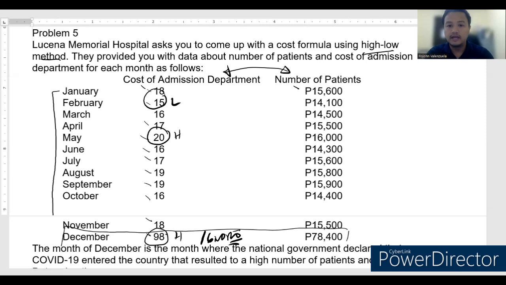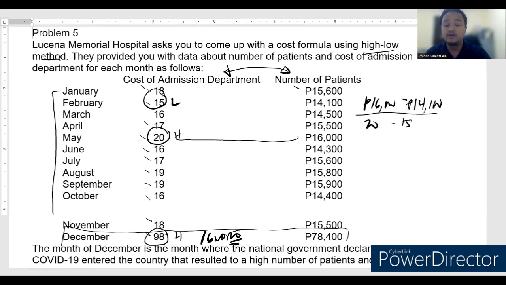Okay? So therefore, highest activity mo is 20 with the cost of, I think 16,000 ba to? Yeah, 16,000. 16,000 minus the lowest activity of 14,100. That's 20 minus 15. So therefore, you have 16,000 minus 14,100. That's 1,900 divided by 5, which is equal to 380. So the variable cost per unit or the cost per patient is 380. Yan. So that's your answer for number 1.